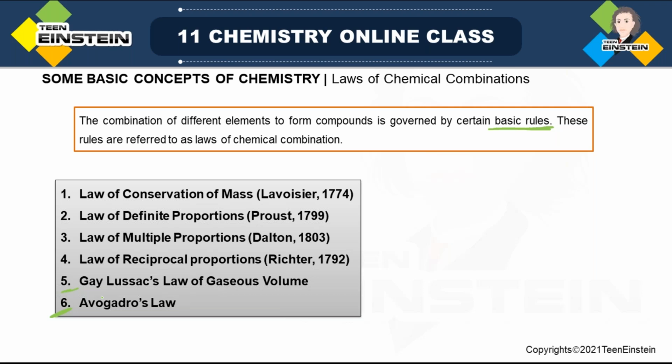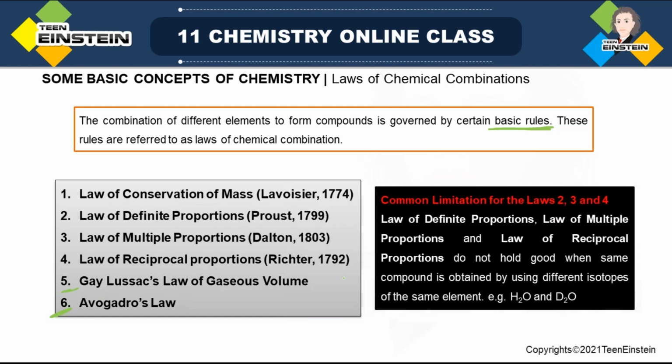Fine. Now here the first 4 that you are seeing: law of conservation of mass, definite proportion, multiple proportion, reciprocal proportion. Out of these 4, it is observed that for 2, 3 and 4, that means definite, multiple, reciprocal, there is a common limitation for all these 3, not the first one or 5 or 6. So what is the common limitation?